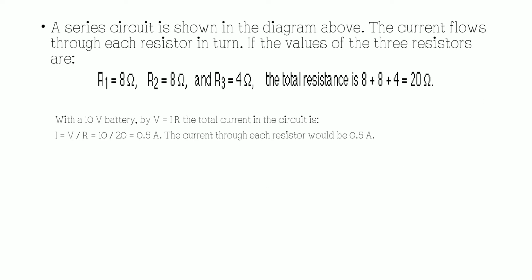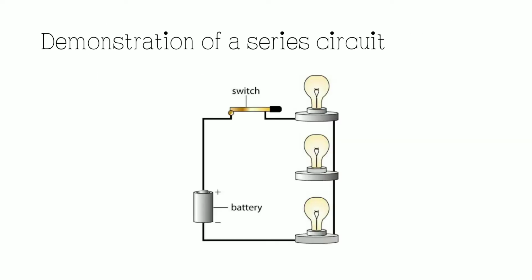A series circuit is shown in the diagram above. Suppose we take the R1 value as 8 ohm, R2 as 8 and R3 as 4 ohms, then the total resistance will be 8 plus 8 plus 4, that is equal to 20 ohms. So this is a demonstration of a series circuit in which we have a switch, 3 loads and a battery connected in series.